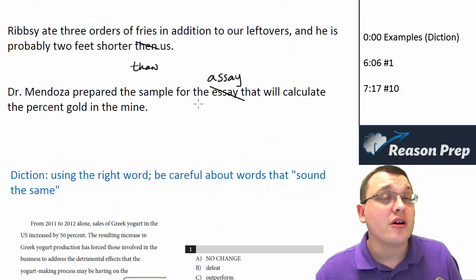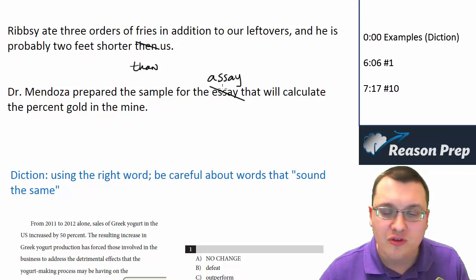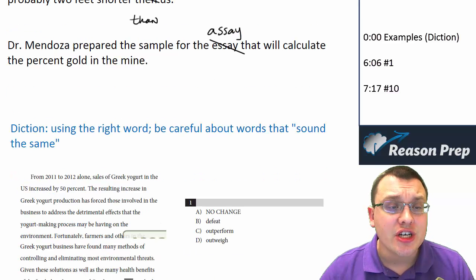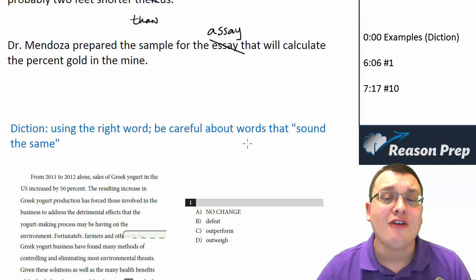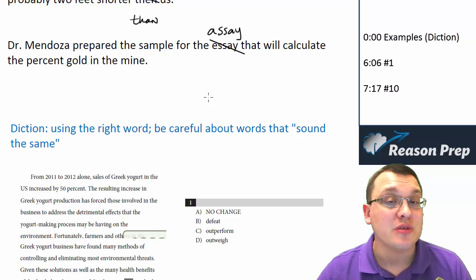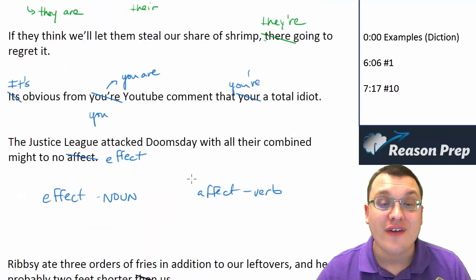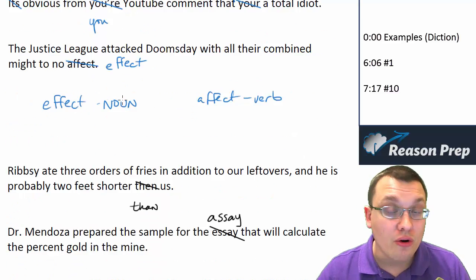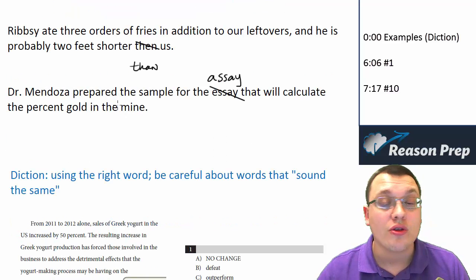So these are a bit trickier because they sound good, but again, you've got to go with the one that makes sense in context. And like I said, this one is, I think, harder than anything you'll see on the test, but nonetheless. So diction, in short, is using the right word for the right job. And you want to be careful about words that sound the same, as we saw in assay, as we saw in then, as we saw in affect and effect, as we saw in your, there, right? Just because they sound right doesn't necessarily mean they are the right word.